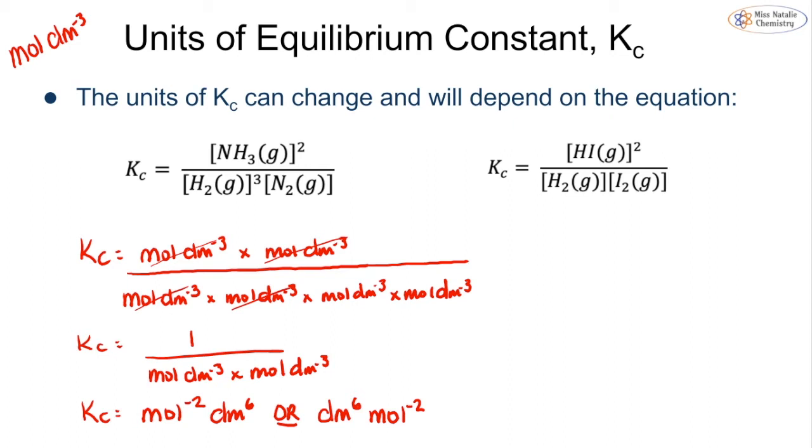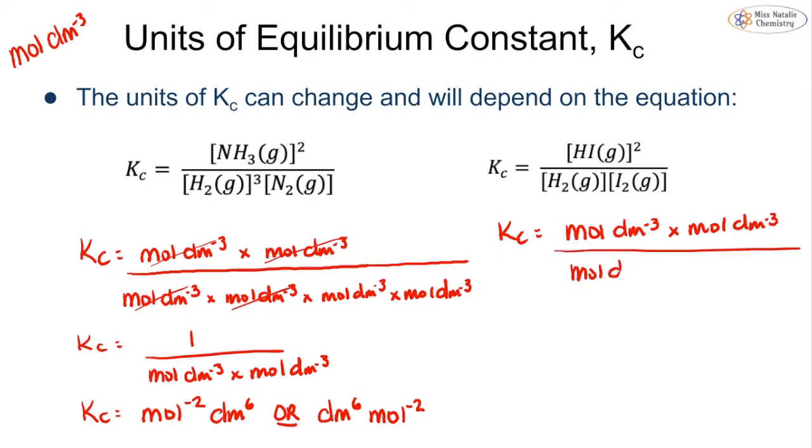Whereas for our other expression, Kc is equal to the square of HI, so that is twice, over the concentration of the hydrogen times the concentration of the iodine. So these will all cancel out, and in this case Kc has no units.